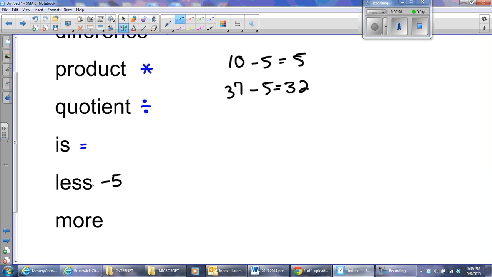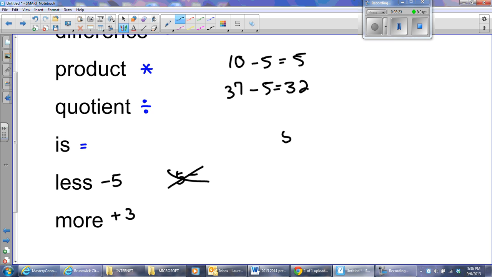When you see more, you want to add. If it says 3 more than a number, you're going to add 3 to whatever it is we're taking more or less of. The point is, it's not 5 minus, which is what some of you think. If it's 5 less, it's minus 5. 7 less would be minus 7. Now, with addition, it's not as big of a deal.